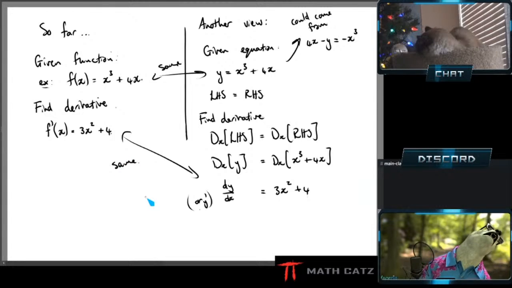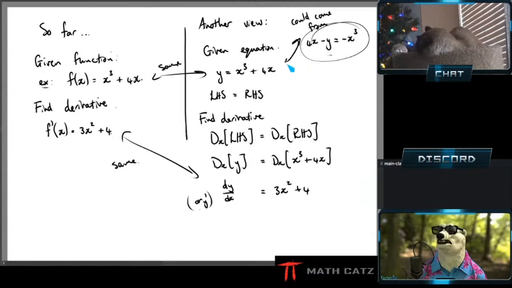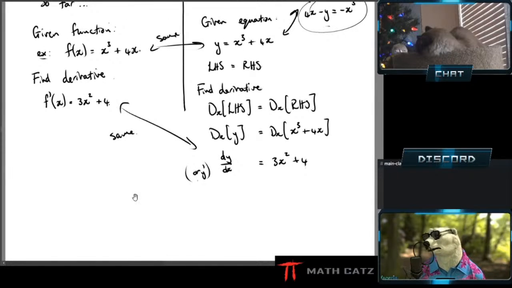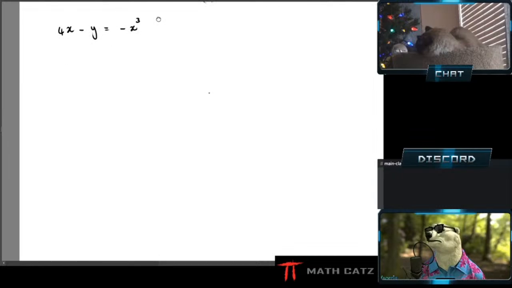Just a different view of the same thing. Now, if I take this version, for example, remember it's the same equation. I'm going to peek ahead: 4x minus y equal to negative x cubed. I just see it as a left-hand side and a right-hand side of an equation.